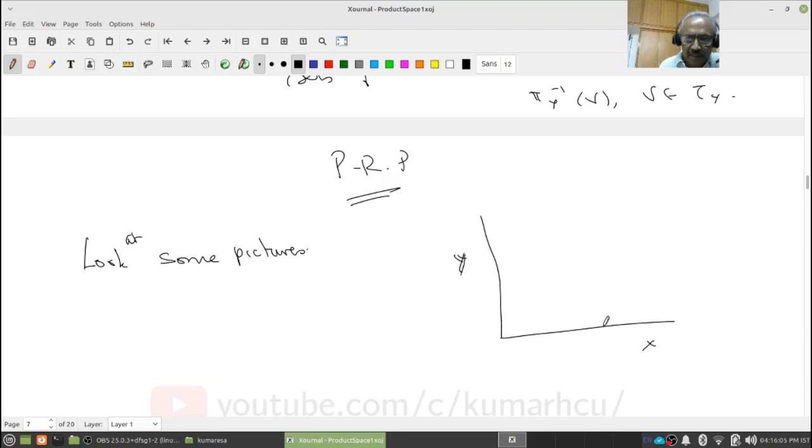Alright. Now, suppose I have an open set U. Then this is my U. Then what is pi x inverse of U? Let us recall, this is the set of all (x, y) in x cross y such that pi x of (x, y) must be in U. That is the same as x must be in U, right? And here there is no condition on y.